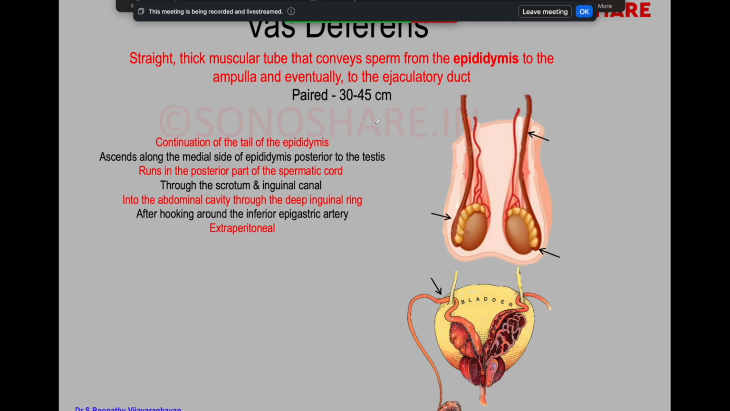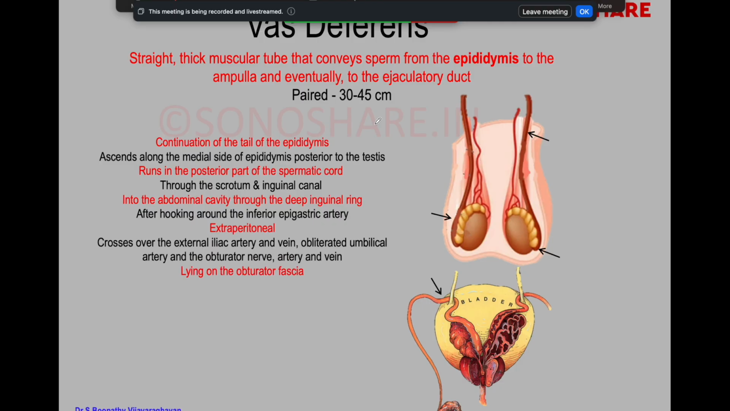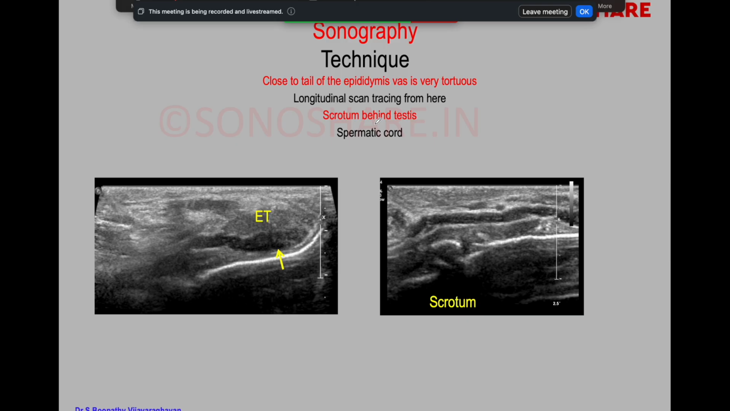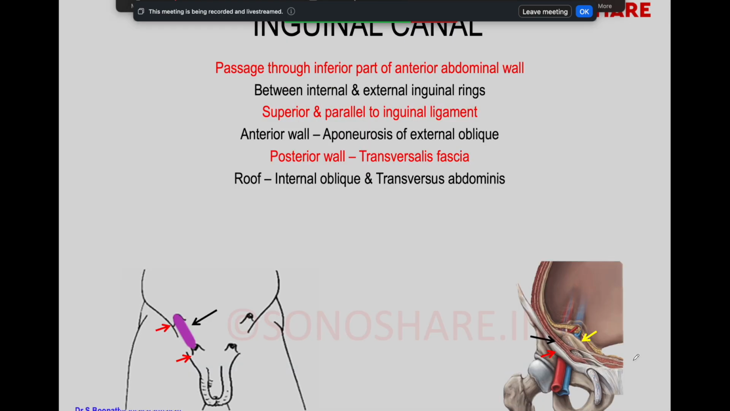So inferior epigastric artery, then it becomes extraperitoneal, crosses over the external iliac artery and vein, obliterated umbilical ligament, and the vas deferens is seen in the scrotum behind the lower pole of the testis, and in the scrotum as a linear structure. Transversus abdominis muscles which are cut and shown by the black arrow, and the floor is formed by the inguinal ligament.